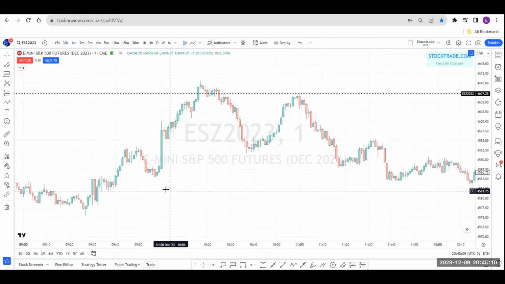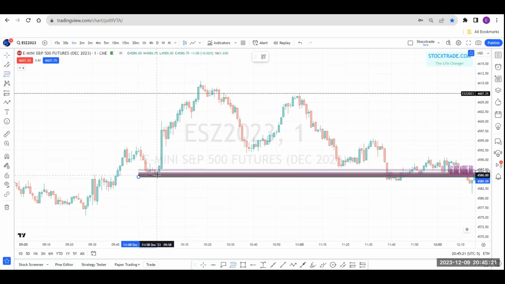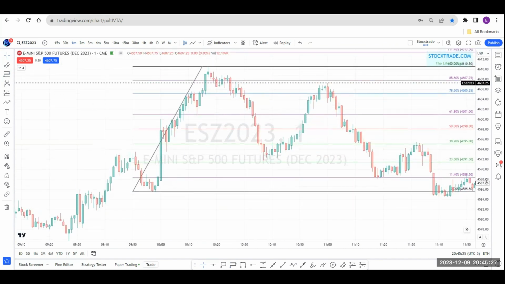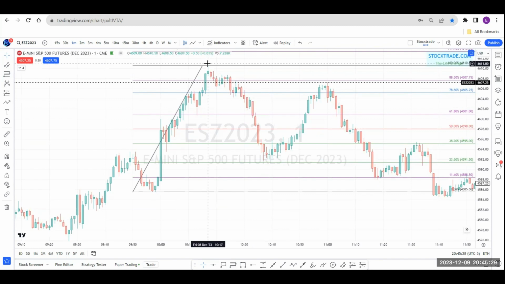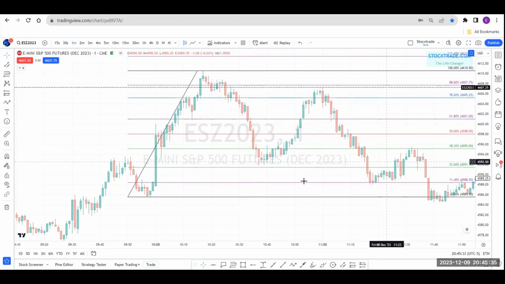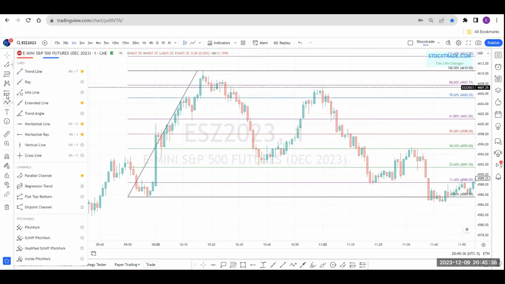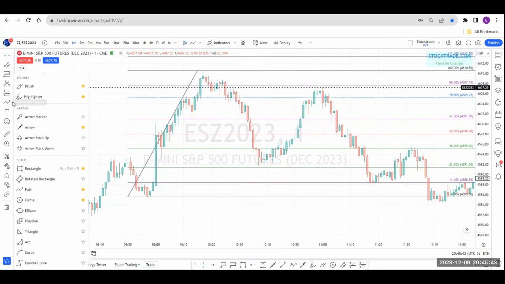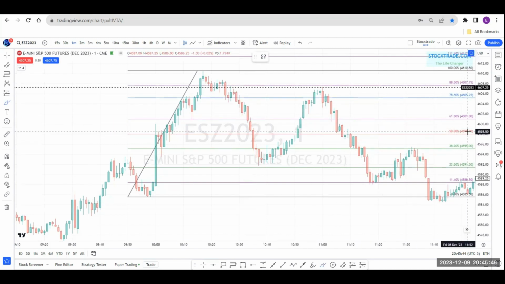Yes. Right. Can you see this impulsive move at 10 o'clock? Yes. Okay. Can I mark my Fibonacci from this low swing to high? Right? Low to high? Yes. Okay. What is my discounted zone? All this area is my discounted zone. Below 50% is my discounted zone. Okay.